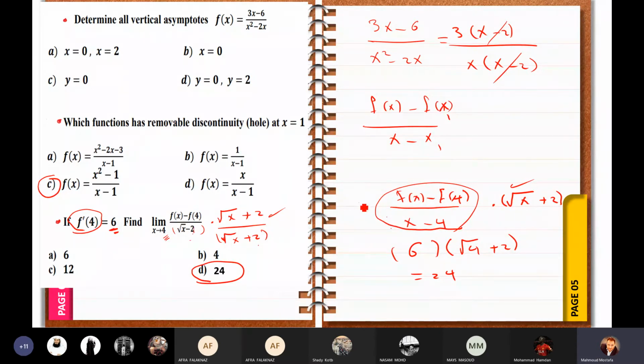This one already is what? f prime of 4. f prime of 4 is 6, so I will replace all of this by 6. And square root of x becomes square root of 4, because x approaches 4. 6 multiplied by square root of 4 plus 2, which is 2 plus 2 is 4, multiplied by 6 is 24.